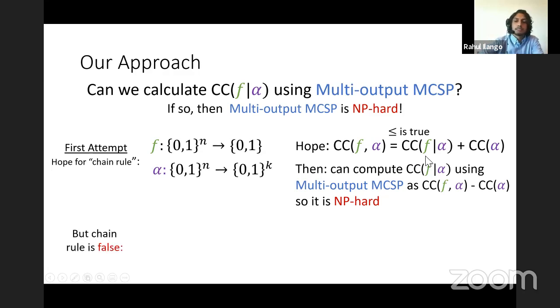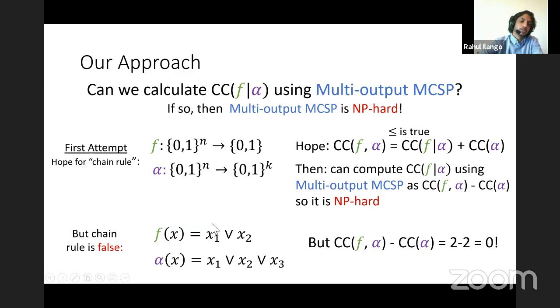The reason is that maybe in computing alpha, you actually computed some stuff that's really helpful for computing f. A simple example of this is if f is the OR of 2 bits and alpha is the OR of 3 bits, then you could compute them both together using 2 gates. First compute this OR and then OR it with the third bit. So the complexity of computing both of them is 2. The complexity of computing just alpha is also 2. So this quantity that we're trying to use to estimate the relative complexity is just 0. So this chain rule is false.